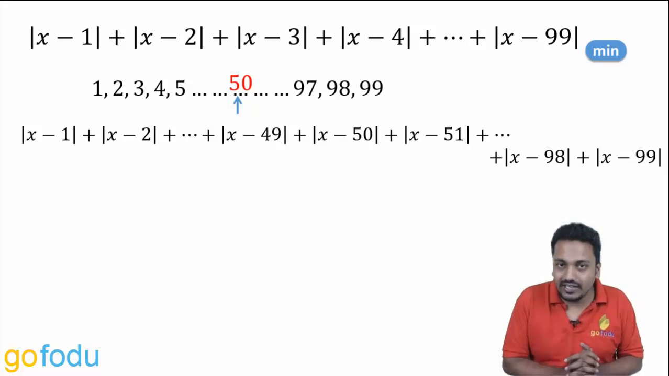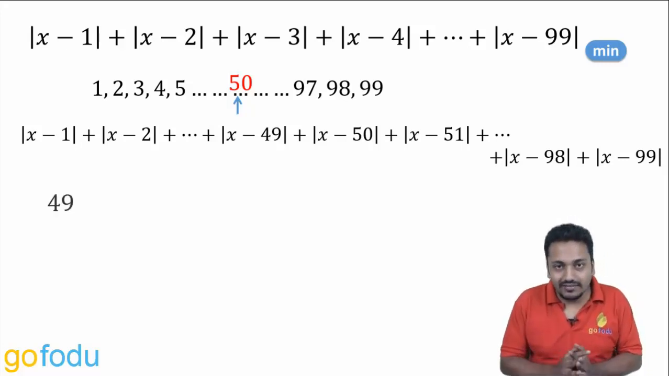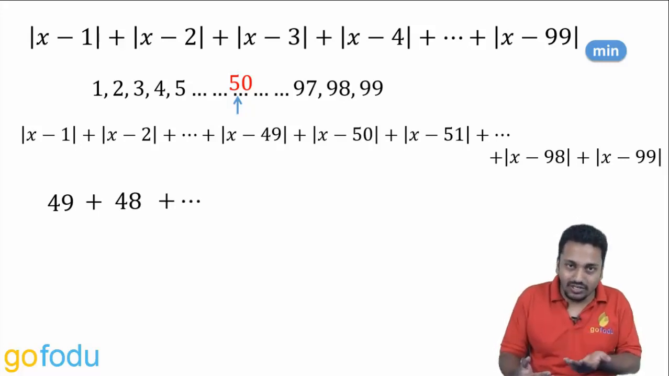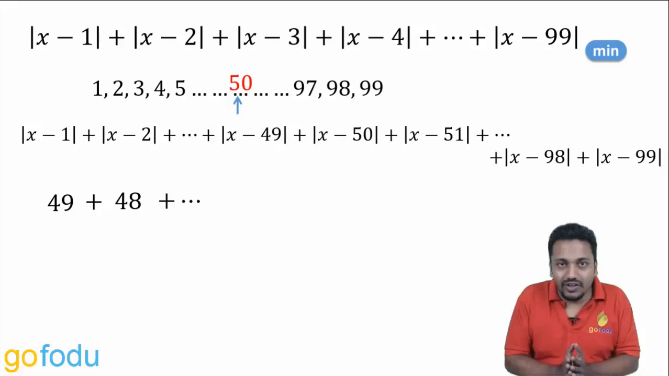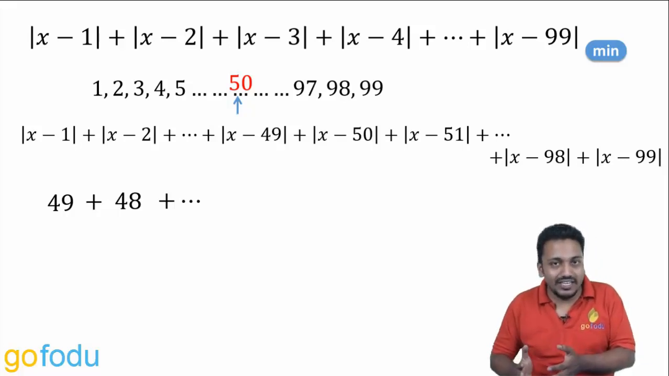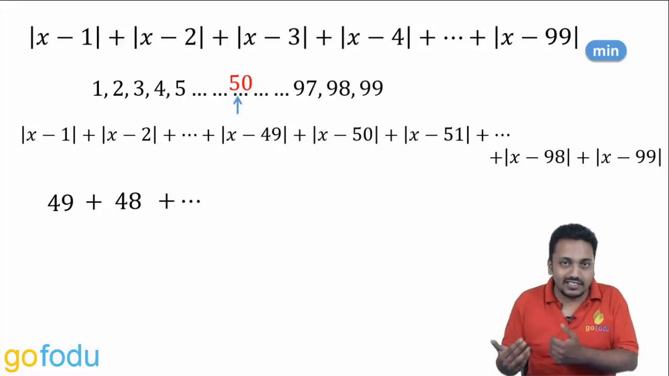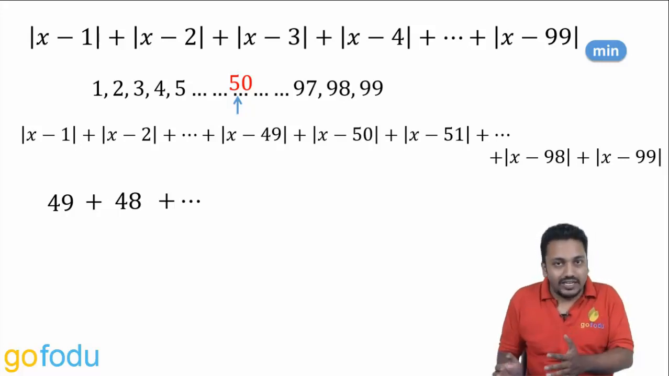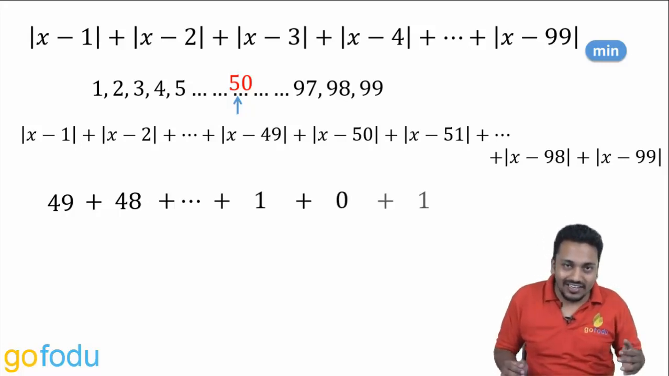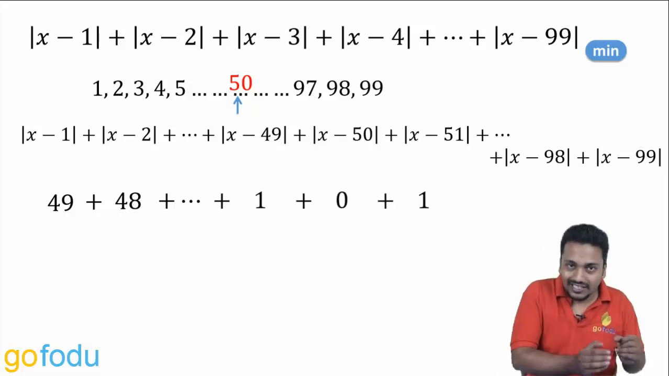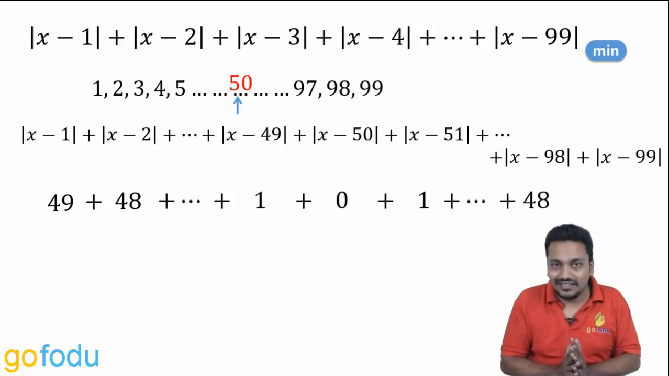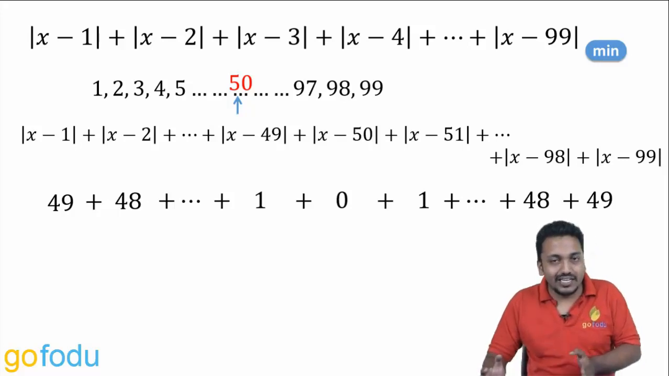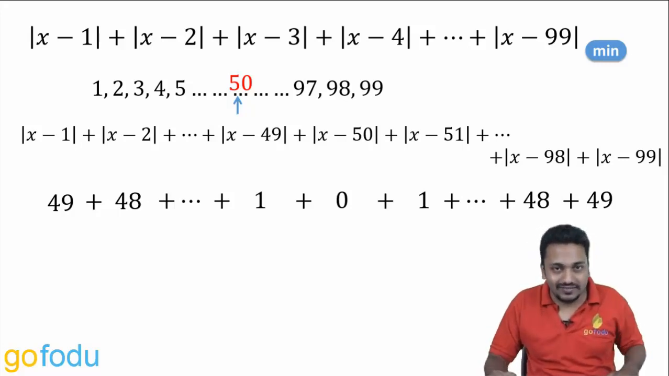Put x is equal to 50 in the first term. We get 49, and then next we get 48, and then 47, and so on. Somewhere in between we will get x minus 49, x minus 50, x minus 51. We are going to get these terms, right? So putting x is equal to 50 here will give us 1, 0, then again 1, and then this is going to increase. This will go on till 49. So we started with 49, dropped till 0, and then again it will increase till 49.